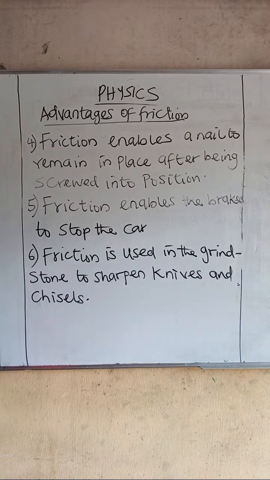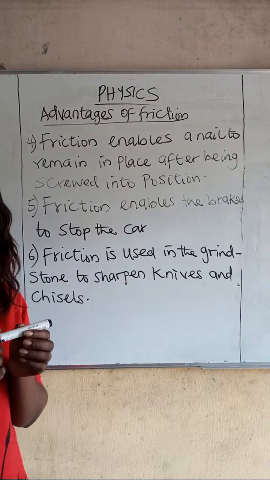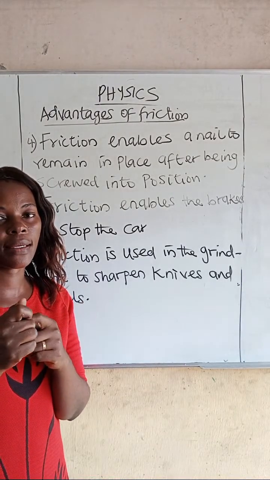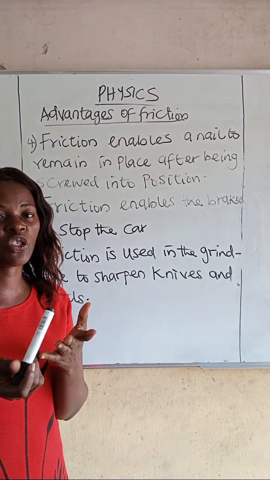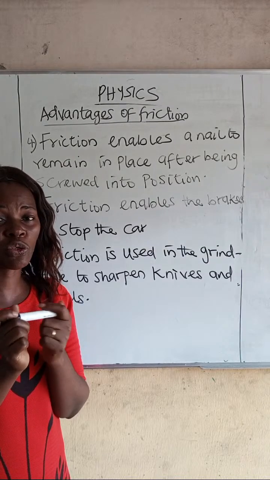Number 4, friction enables a nail to remain in position after being screwed into position. For example, if you screw a nail, because a nail is a smooth surface, inside a wood or any particular position, it will remain there because of what? Friction, because of the two surfaces.